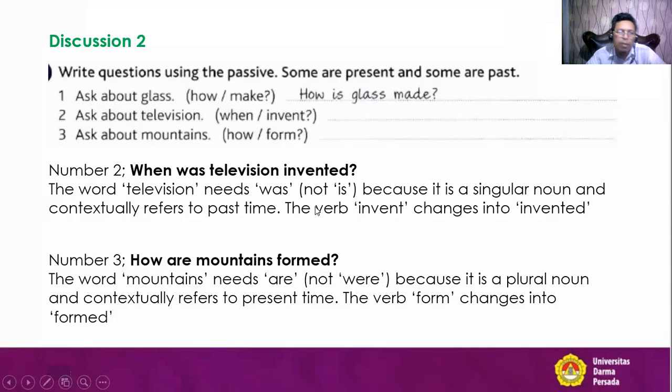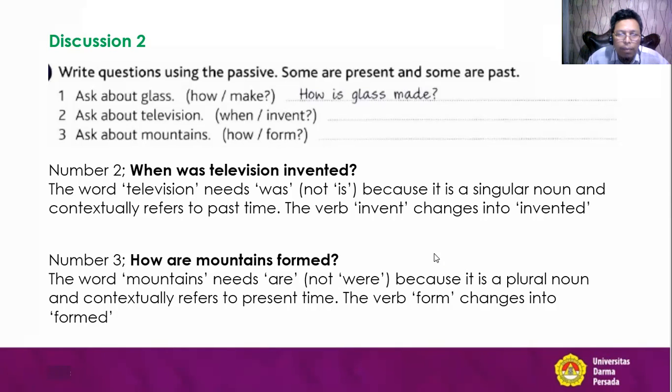What you have to keep in your mind is that when talking about passive, even though it is in a question, just keep the combination of to be and then participle verb. To be and participle verb. And then what kind of subject? Is it singular or plural? And then the last one is we are talking about context. Is it present or is it past?